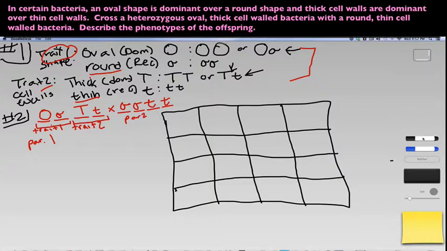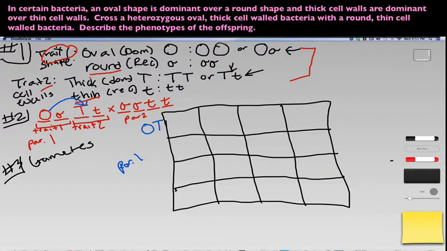Step number 3 is figuring out your gametes. This is where we use our arrows. So step 3 is our gametes. What we're going to end up doing here is taking our arrows. For parent 1, and we'll put parent 1 on this side of the Punnett square, the big O can go with the big T. So we'd have big O, big T, and you can write the gametes here if you want so you don't get confused. Parent 1 and parent 2.